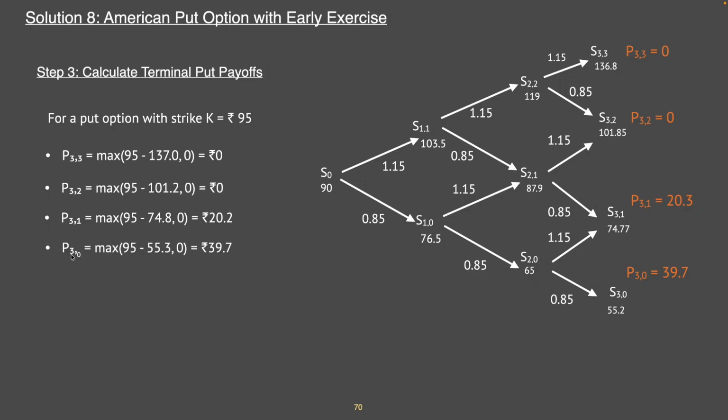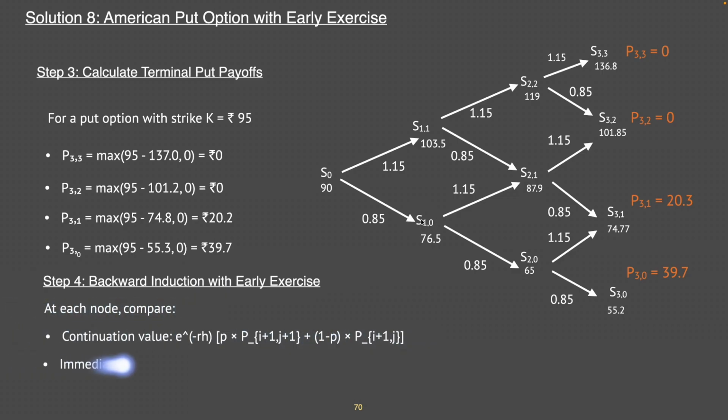Okay. Now, finally, P30 is what? P30 is max of 95 minus 55.2 comma 0. So, the max of 95 minus 55.2 is 39.7. So, 39.7 will be the price of the option if the stock price ends at 55.2. Now, we have to do the backward induction formula to get the values at S22, S21, S20, S11 and S10. We will do it in the next slide.